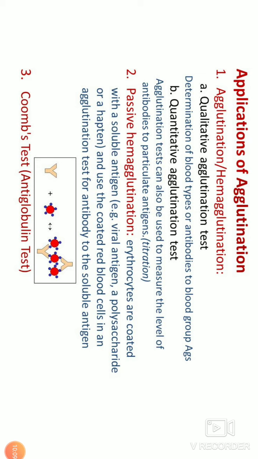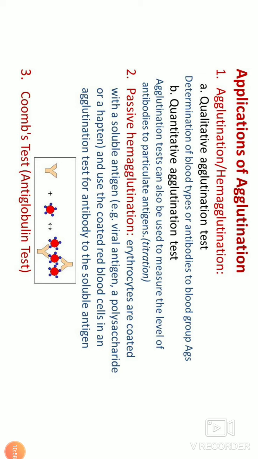We'll take an example. Individual erythrocytes can be mixed with antibody specific to different blood group antigens to determine his blood group, right? Alternatively, an individual's serum is mixed with erythrocytes of known blood type to assay for the presence of antibody to the blood type in the person's serum. So that is an example of a qualitative agglutination test. In a quantitative agglutination test, the level of antibodies to a particular antigen can be measured.